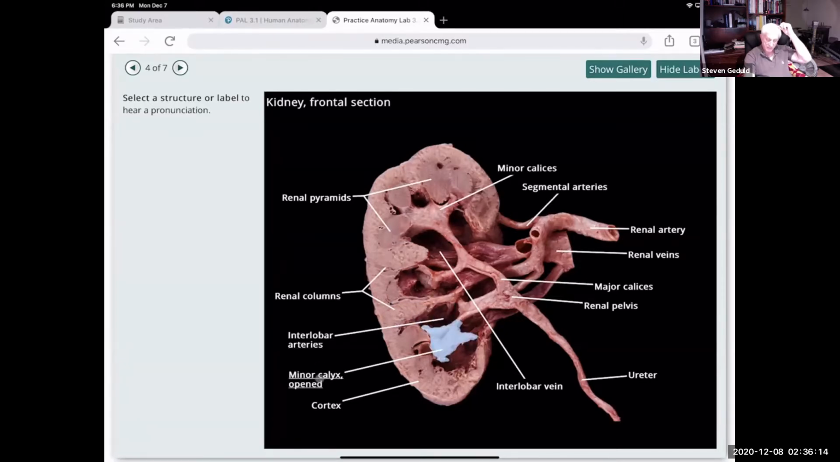You have the cortex of the kidney, which is the outside layer. You have the interlobular vein and interlobular artery on the other side of it. You can see that. The vein, again, if you look at the two, you see the artery right there and see a vein right there.